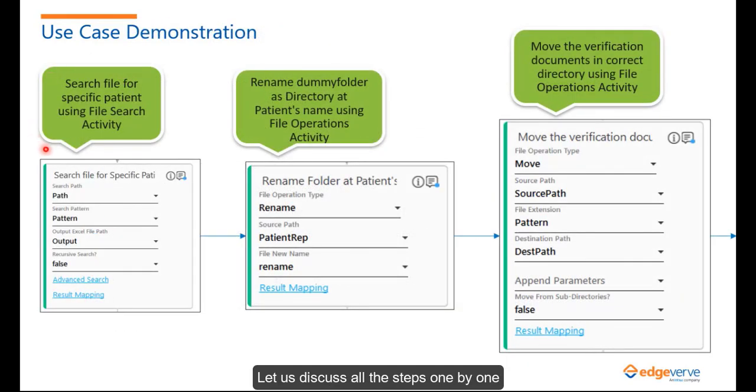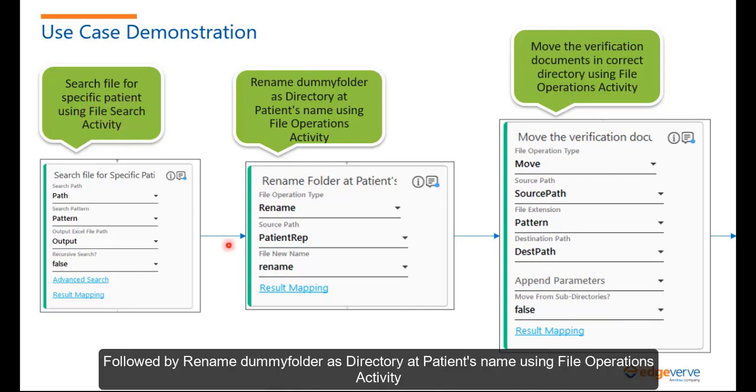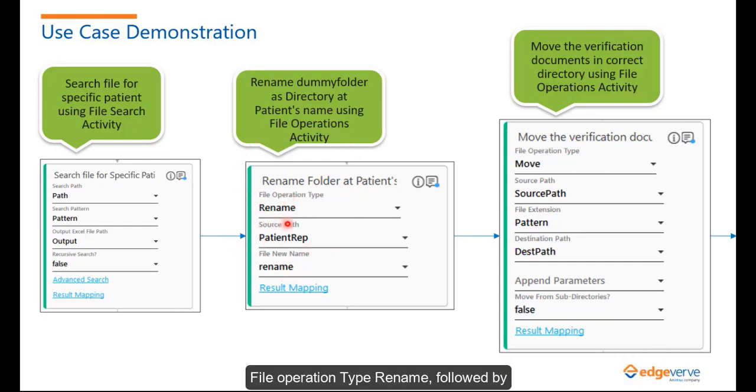Let's discuss all these steps one by one. Firstly, to search file for specific patient, we will use file search activity, followed by rename dummy folder as directory at patient's name using file operations activity, file operation type rename, followed by move the verification document in the correct directory using the file operations activity move.